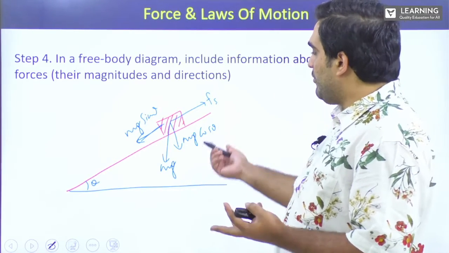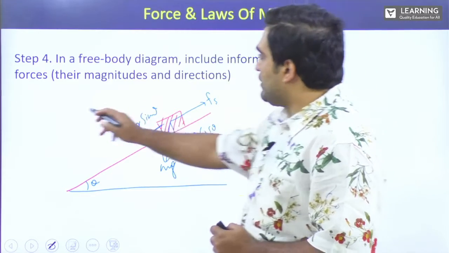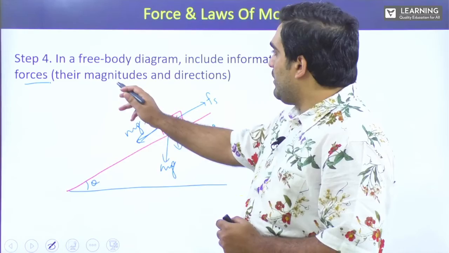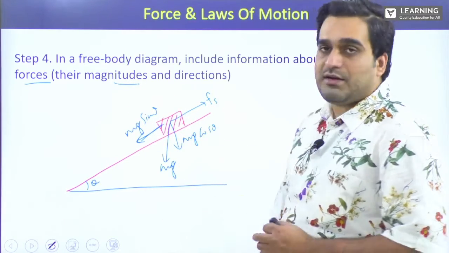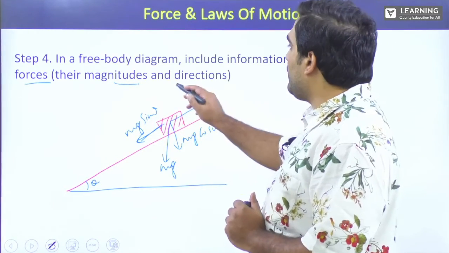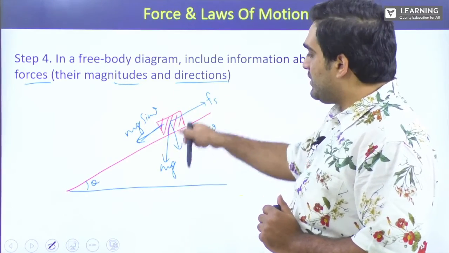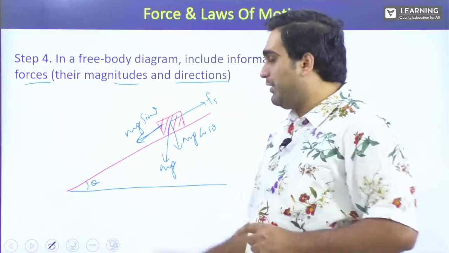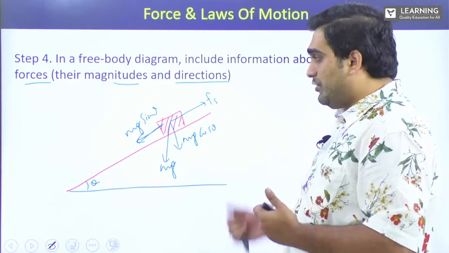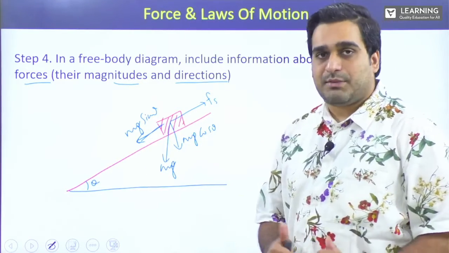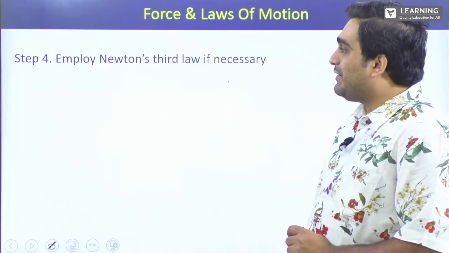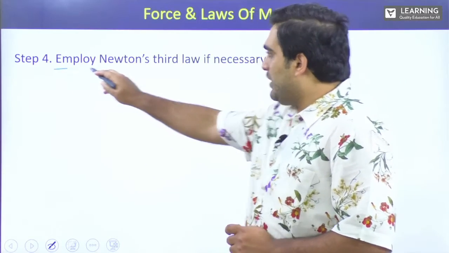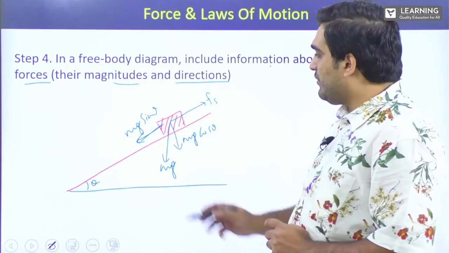We've already mentioned the information about the forces, which are the various forces. Magnitudes: the length of the vector determines the magnitude, which is done, and also directions. We have mentioned the direction by those arrows that are pointing along certain paths. So now we are set with step number 4. Step number 4 also done. We're good to go. Step number 5 employs Newton's third law if necessary. Where can we use Newton's third law in this following case?